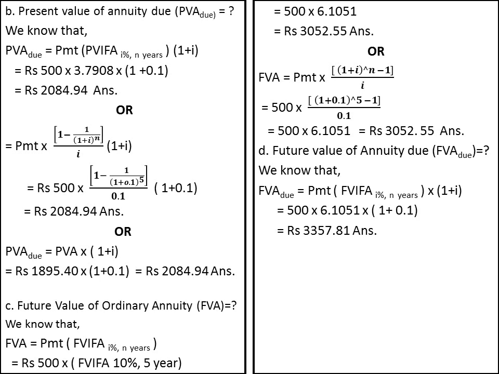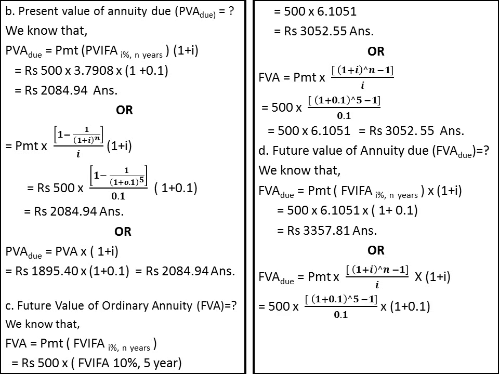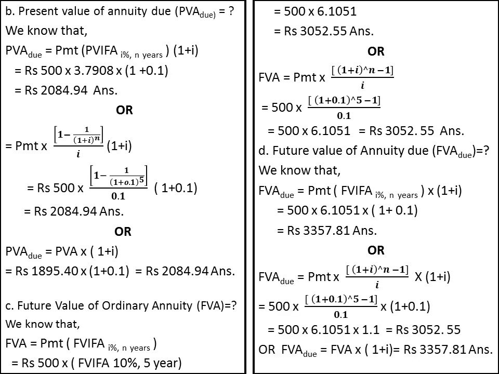We can get rupees 3357.81 as the FVA due. Or you can compute it by this formula: if you don't have any financial table, you can get the same answer, because FVA due equals FVA into (1 plus I). Again you got the same formula.